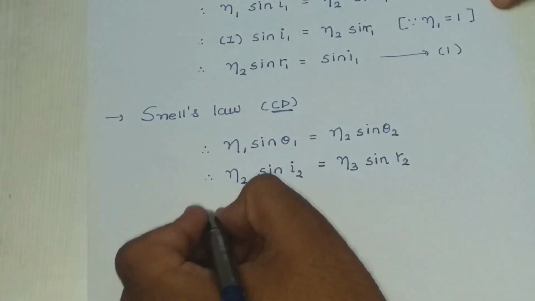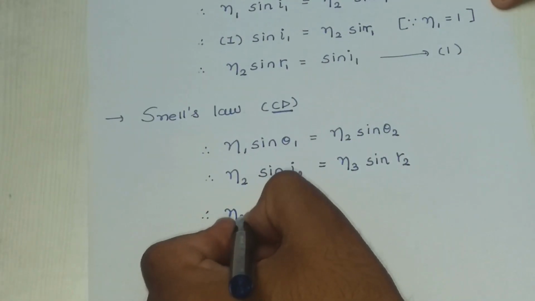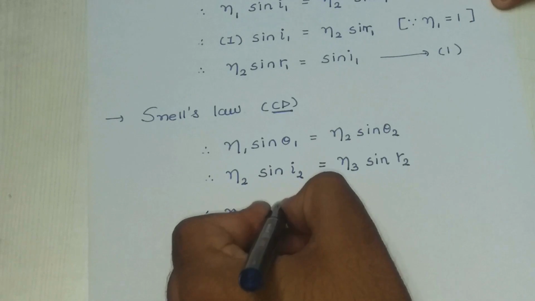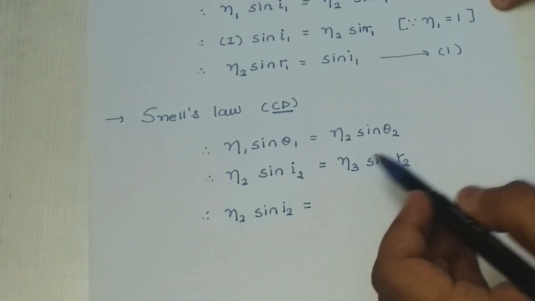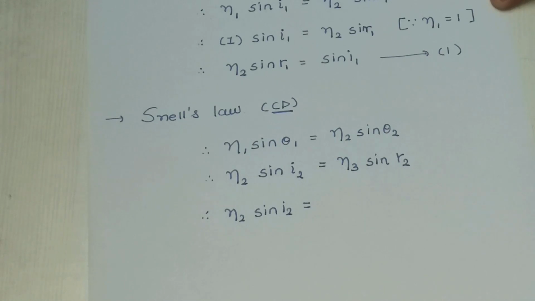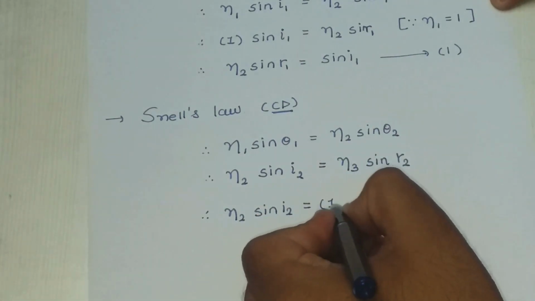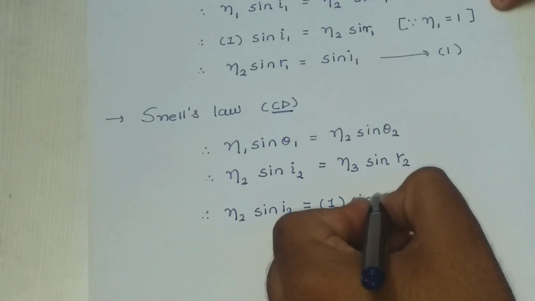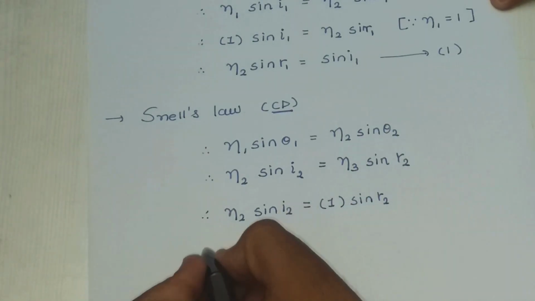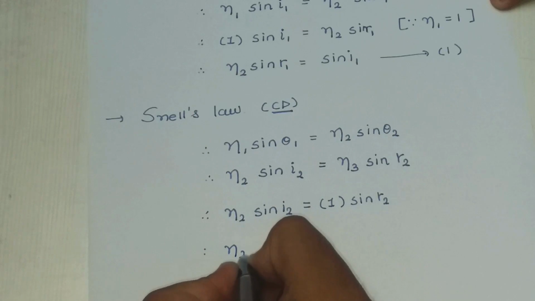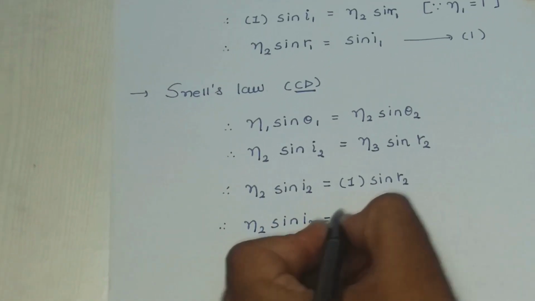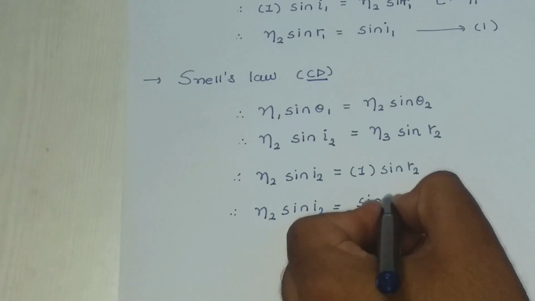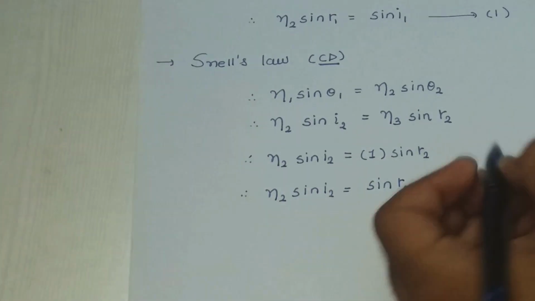Again here you can see eta 2 sin I2 is equal to, now eta 3 is also the air medium, so the refractive index of air is 1, so 1 sin R2. If we simplify, we get eta 2 sin I2 is equal to sin R2.